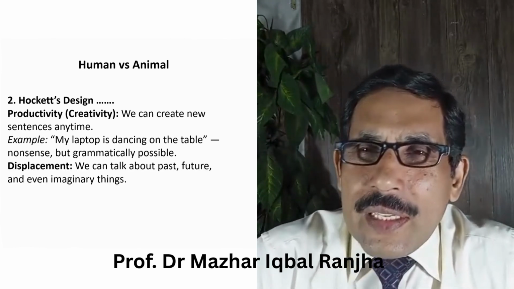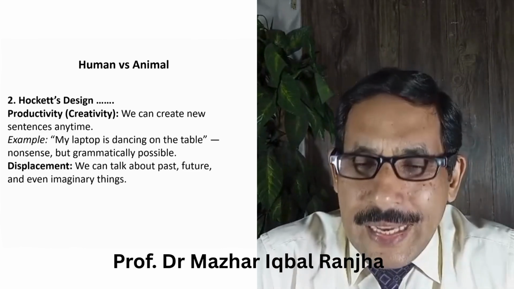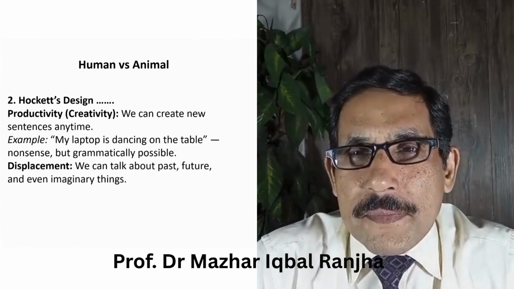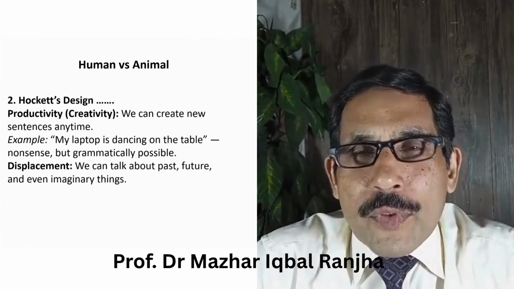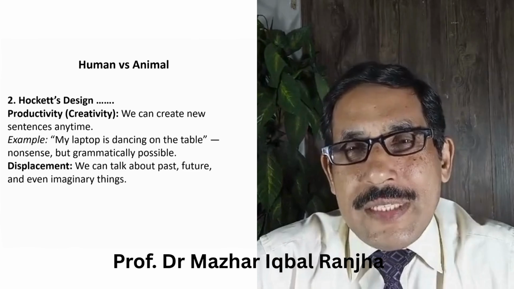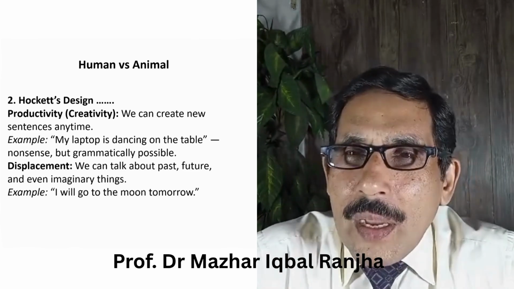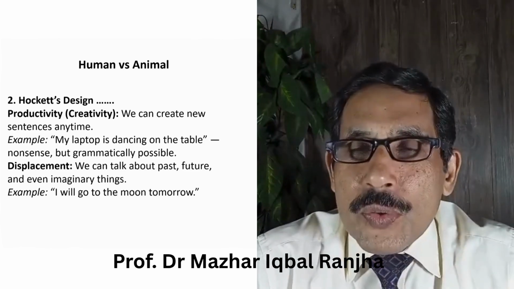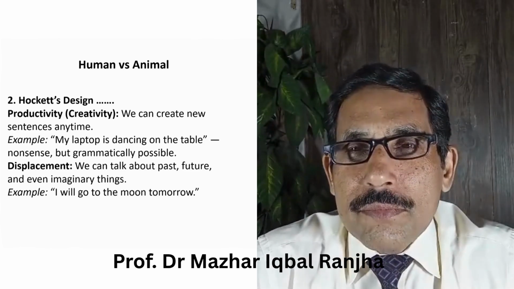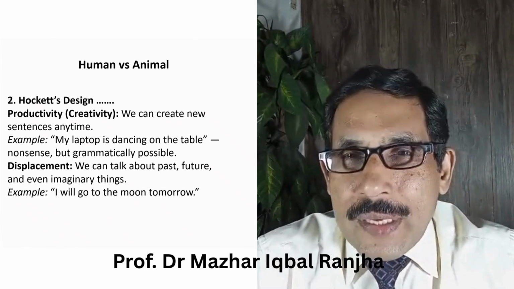Another feature that differentiates is displacement. Human beings can talk about the past, present, or future, whereas animals don't. They just talk about the present. For example, a man can say, I will go to the moon tomorrow, but animals or birds will not talk about the future or past.